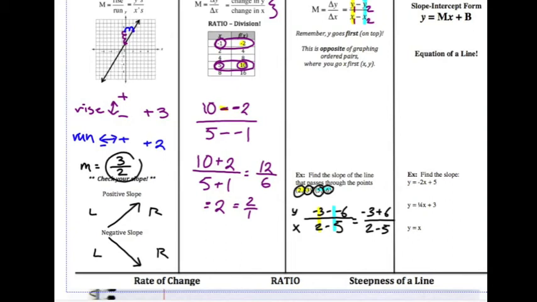Negative 3 plus 6 is positive 3. 2 minus 5 is negative 3. So again, we end up with this fractional value that we can simplify. 3 over negative 3 is actually equal to negative 1. At some point, we may want to look at that as a fraction again, but I think it's worth simplifying in terms of solving our equations either way.